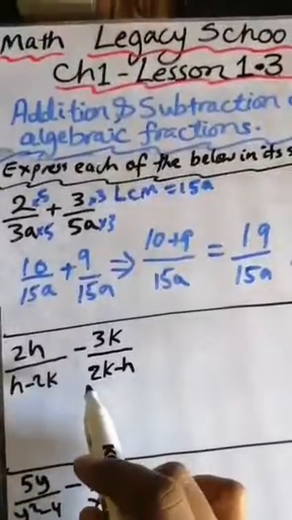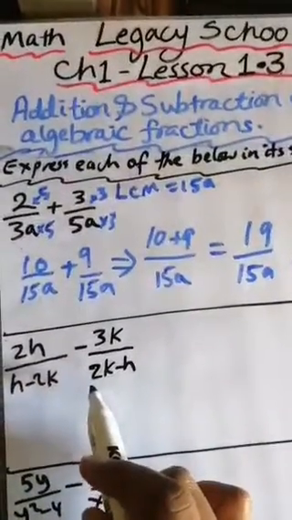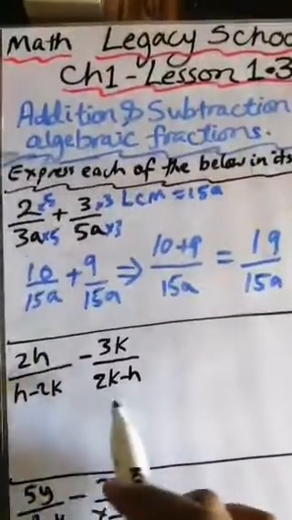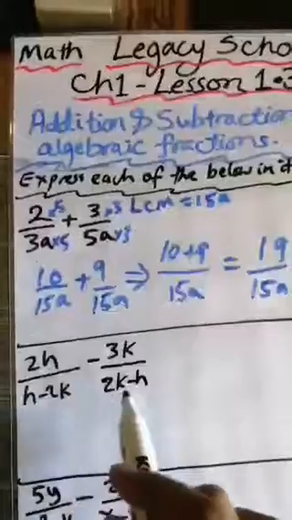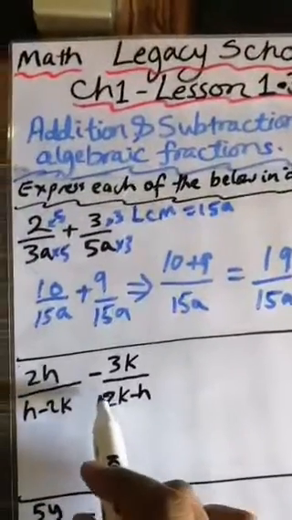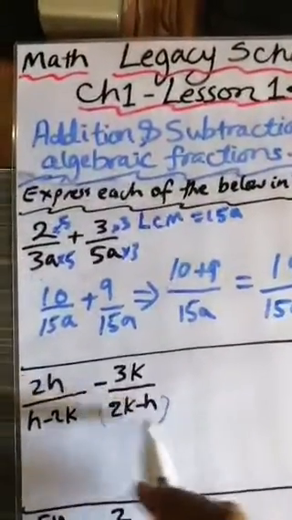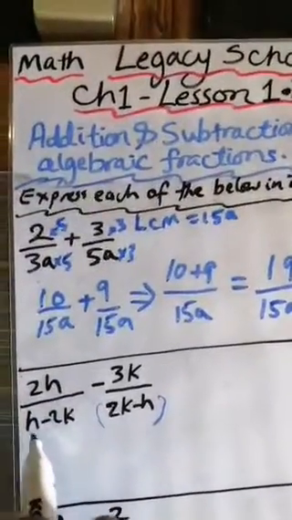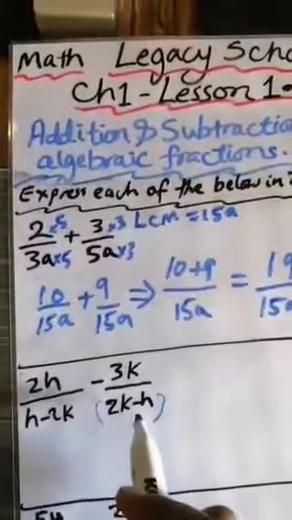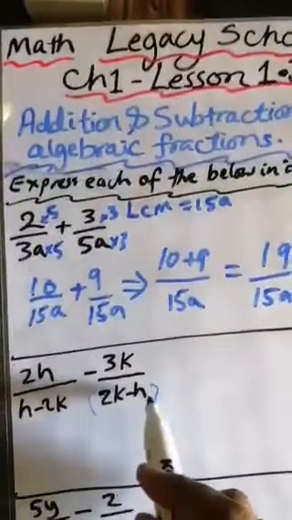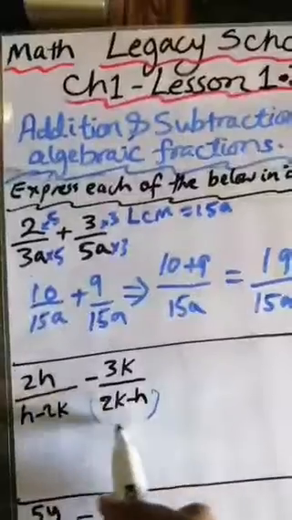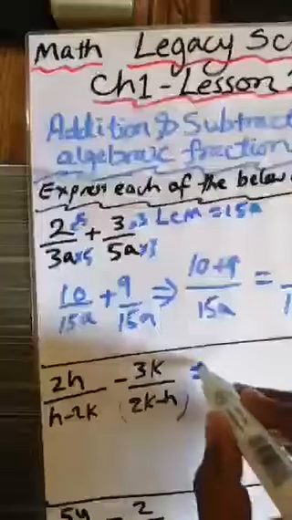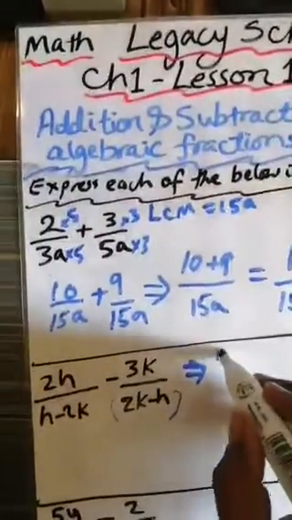Looking at the denominators, I can see that they look similar, except that the signs are different. Here is h minus 2k and here is 2k minus h. So what I need to do here is change the sign of this bracket to make it identical to h minus 2k. And as we learned from the previous lesson, to change the sign of this bracket, you need to extract -1 as a common factor. So it will be looking like that.